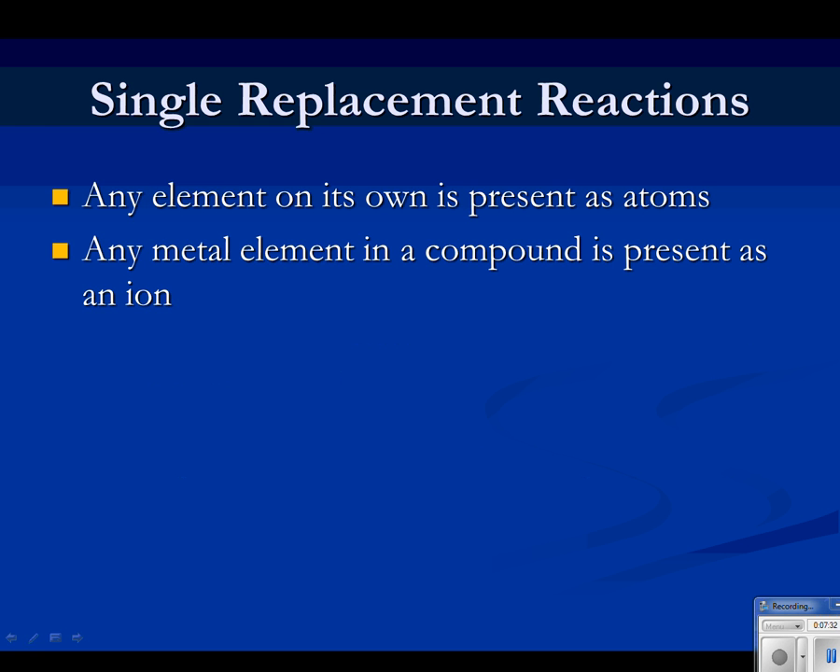Now any element on its own is present as atoms, and any metal element in a compound is present as an ion, and that's something key to know. When you're by yourself in a reaction, monatomic, it is an atom. You're not showing a charge or anything like that. However, when you're putting something in a compound, you have to take into consideration the charges, because you have to crisscross those charges and build that compound.